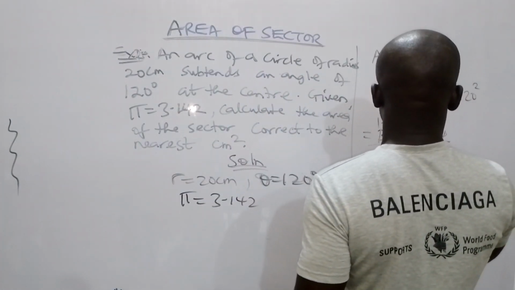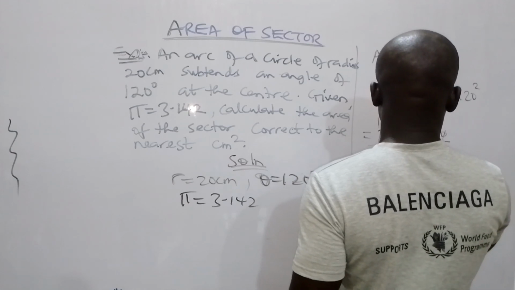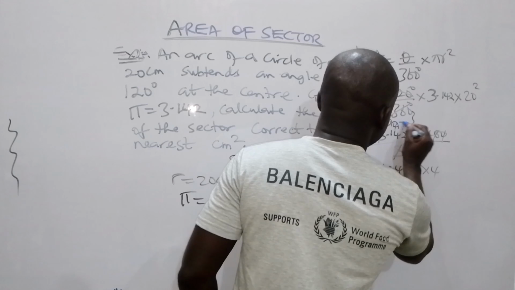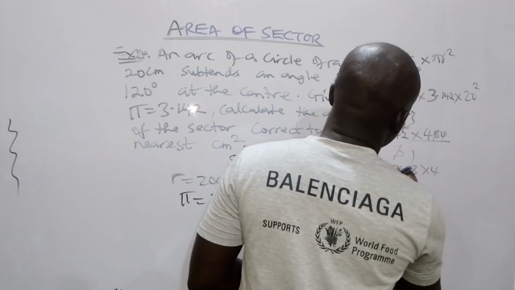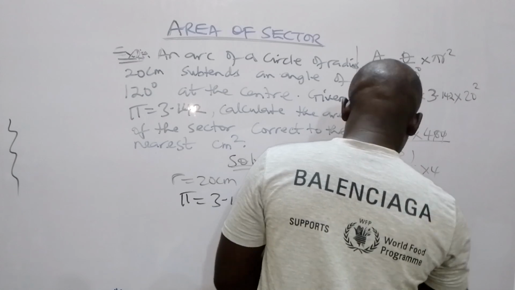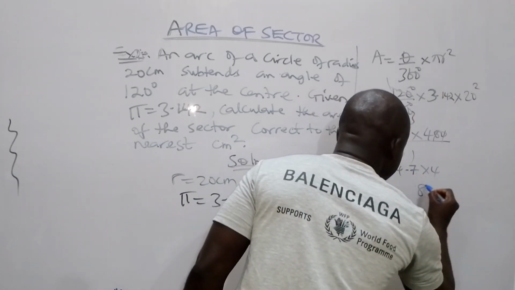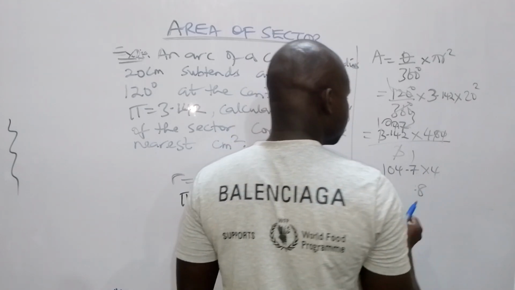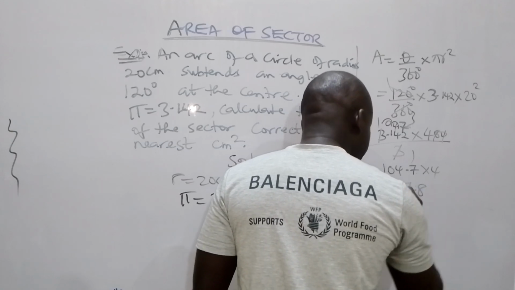Here is 7. What is wrong with this? So I will have 4 times 7 is 28. I'm left with 2. 4 times 4 is 16 plus that 2, that's 18. So we have 1256.8 divided by 3.